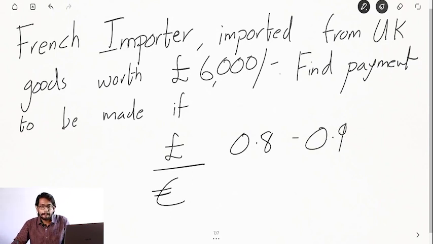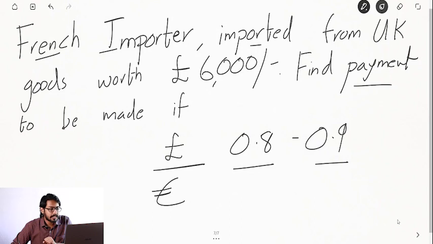Always remember guys, bid is the banker's buying rate and ask is the banker's selling rate. Bid will always be less than ask. Okay, now let's discuss this. So you are a French importer, you have imported from UK goods worth 6,000 pounds. Find the payment to be made.